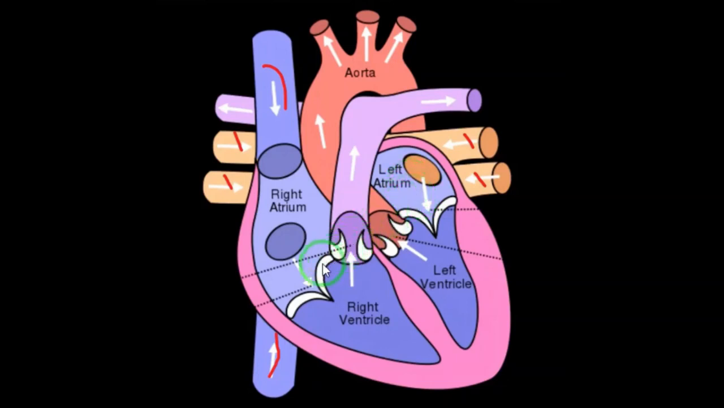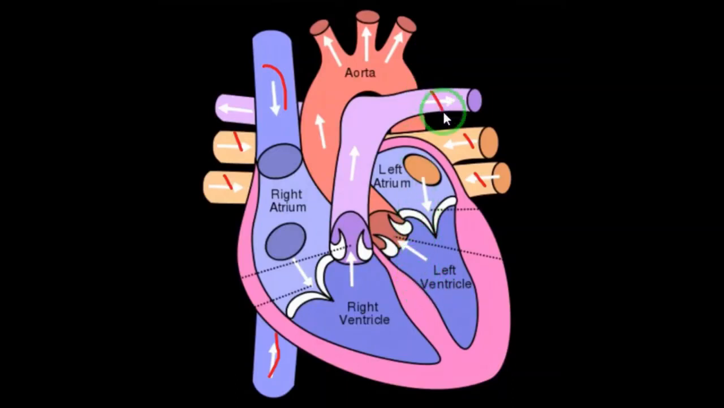Now the right auricle and the left auricle pump blood into the right ventricle and the left ventricle. So the right auricle pumps blood to the right ventricle, the left auricle pumps blood to the left ventricle. Then the right and left pulmonary arteries.